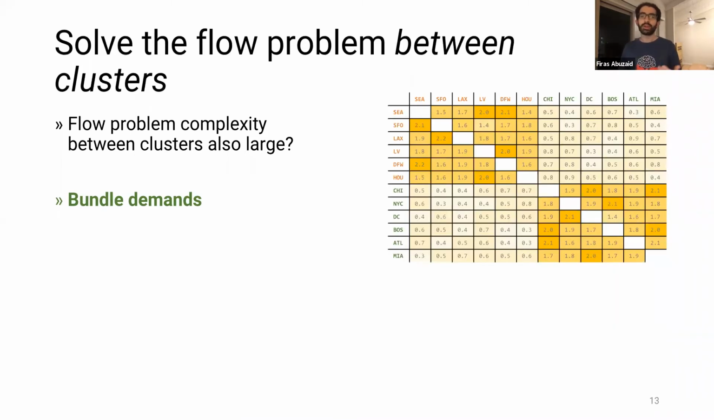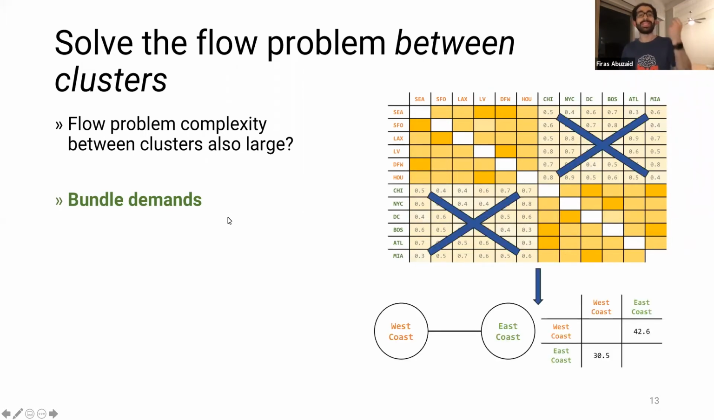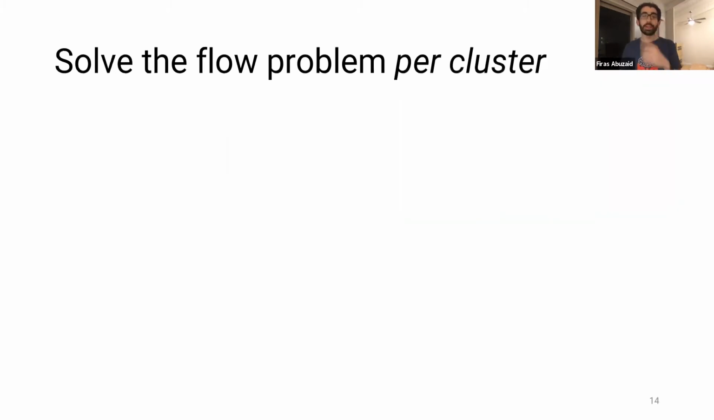Well, let's take our traffic matrix from the previous slide. And since we're only solving the inter-cluster problem, we're going to ignore the intra-cluster demands. What we then do is take the inter-demands and bundle them into a single aggregated demand on an aggregated graph, which gives us a significantly simpler flow problem to solve. But we're not done. We also have to solve the flow problem per cluster.